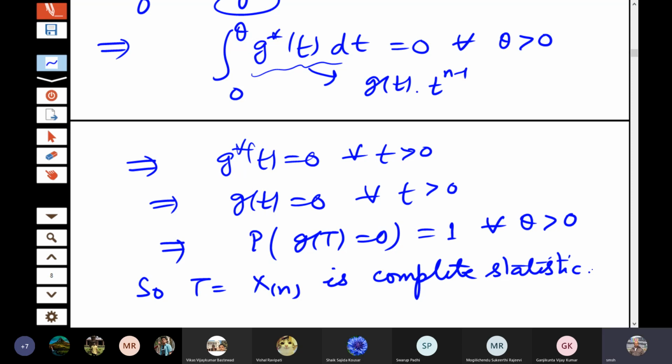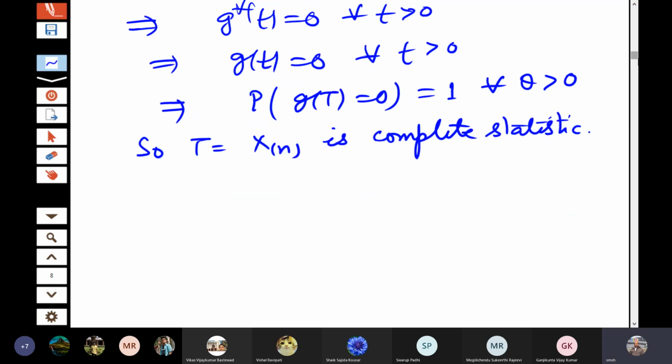However, the picture need not always be very good. Like here, in many cases, I am able to show that the minimal sufficient statistic is complete. But it need not always be true.